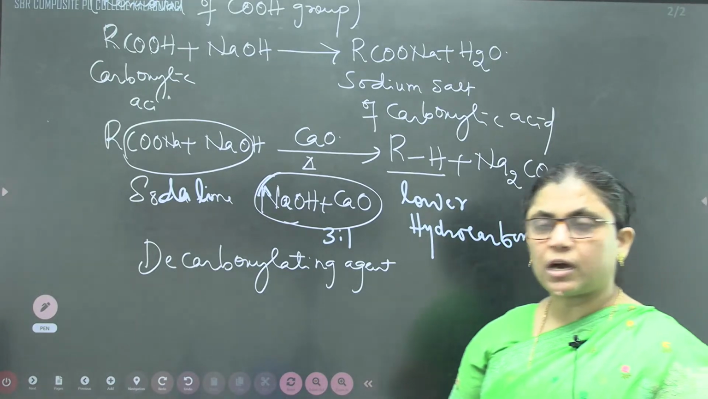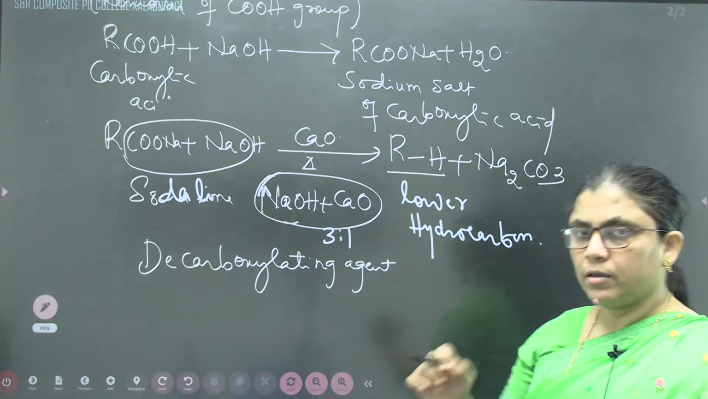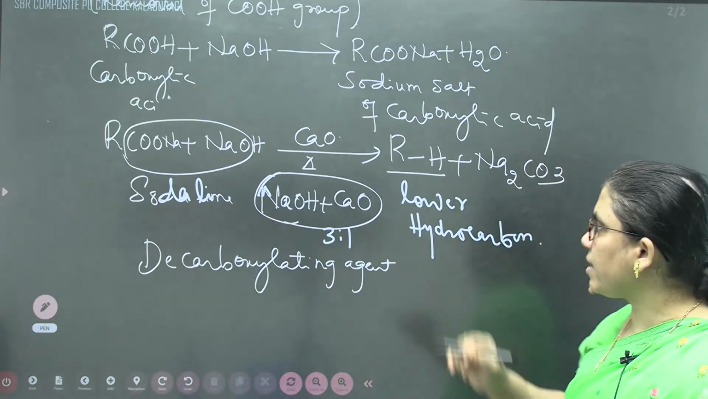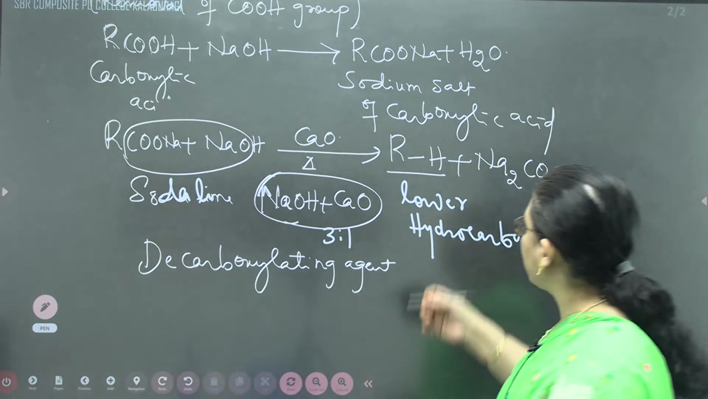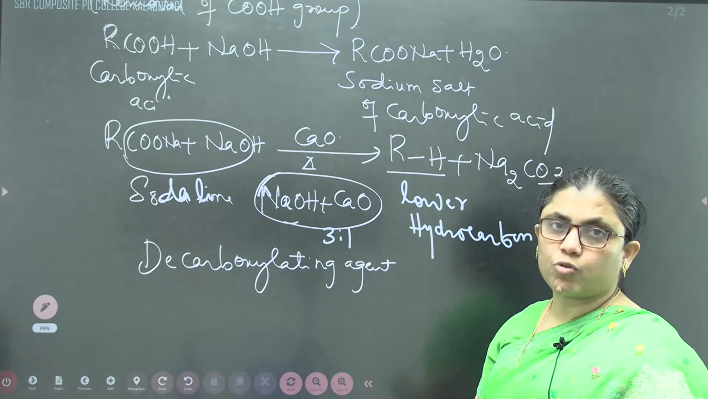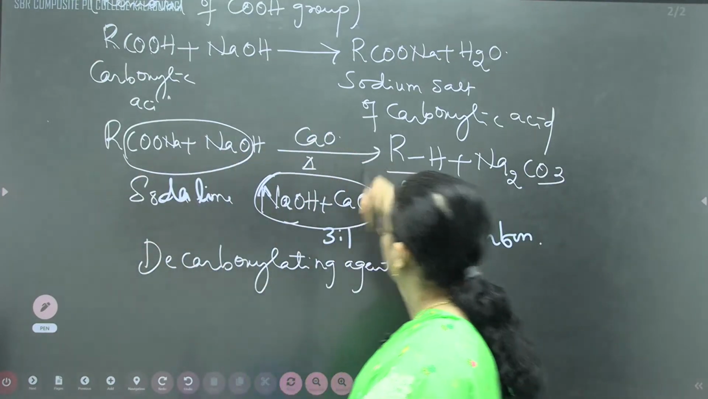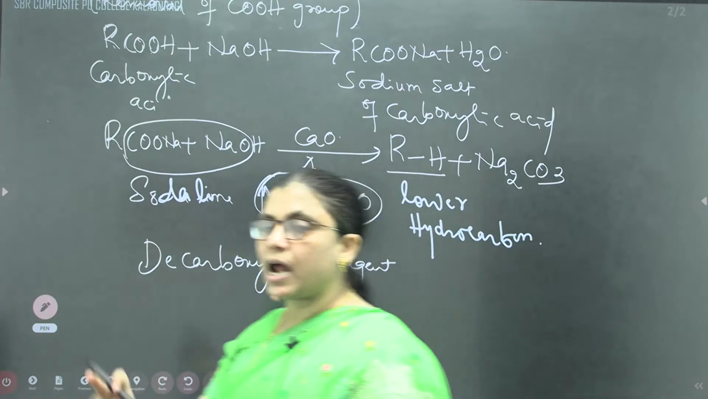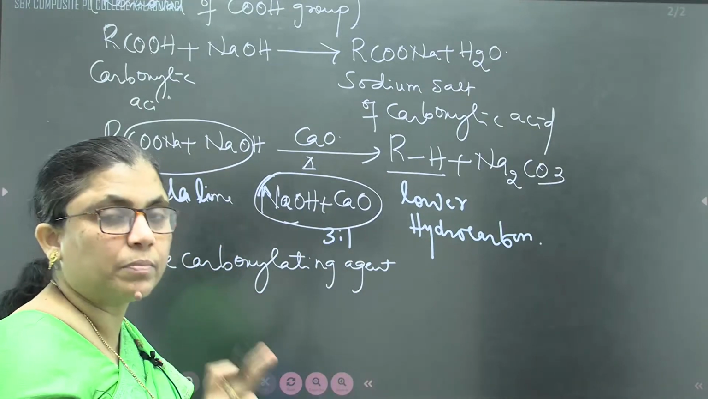Where are we using decarboxylating agent, children? Sodium salt of carboxylic acid, when heated with soda lime, what are we going to get? We are going to get a lower hydrocarbon. So how many carbon atoms are there? On the product side, we are getting 1 carbon atom less.